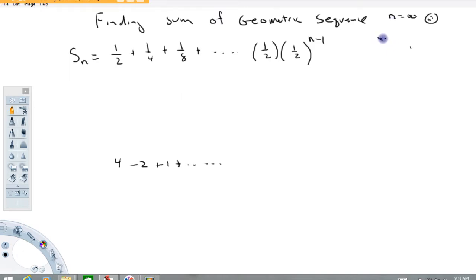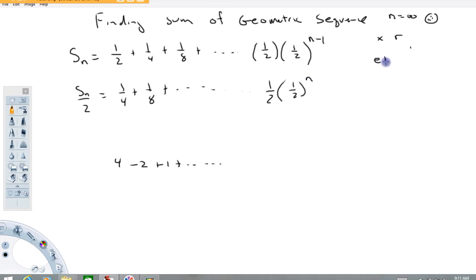First thing we're going to do is multiply both sides of this equation by r, which is 1/2. So we're now going to have s sub n over 2 is equal to 1/4 plus 1/8 plus, going on till the last term. Multiplying that last term by 1/2 is going to give us 1/2 to the n here.